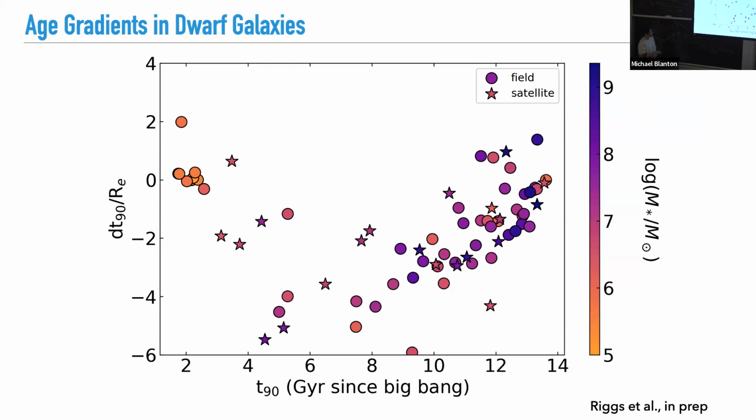So now we've got T90, time since Big Bang. And we're measuring age gradients as the difference in T90 if you measure at the center of the galaxy compared to the effective radius. And so that's what this is, dT90 over the effective radius. So things that are more recently star forming have fairly flat age gradients, and these oldest things also have very flat age gradients. But then there's sort of this U shape in between, right? And you'll notice that satellites and field dwarfs are basically doing the same thing.